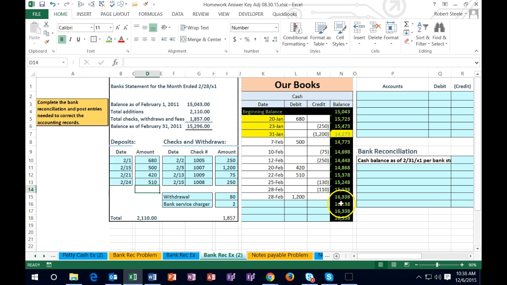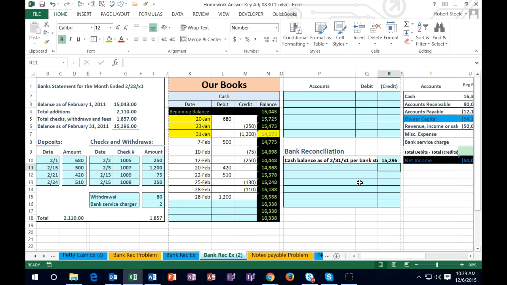Note that as of the end of the month, as of February 28th, we have 16,338, and of course the bank has 15,296. So I'm going to put that over here. I'm going to put the bank statement balance, that's 15,296, over here in our reconciliation amount.